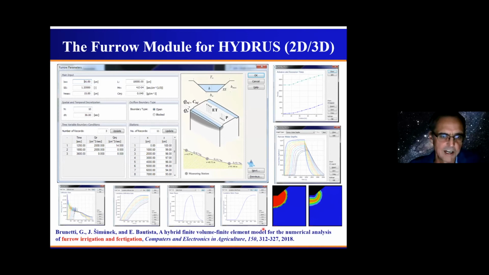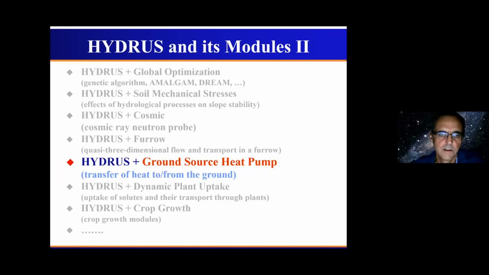In addition to the HYDRUS standard input, there is only this additional window where we describe the geometry of the furrow, so the slopes, where we describe the inflow, so boundary conditions, and we have to provide some roughness characteristic, and then we can calculate infiltrations at different locations along the furrow, the recession and advance fronts, and all this other information.